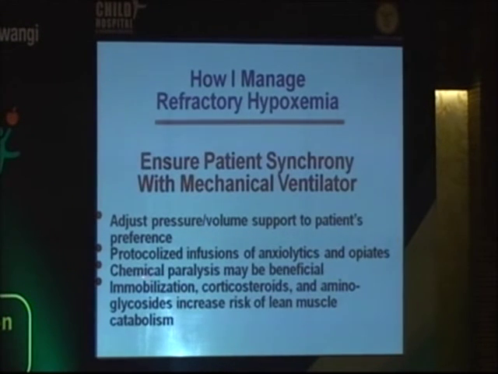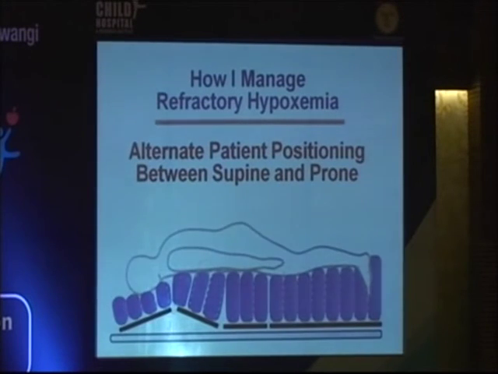But recall that immobilization of these patients, corticosteroids, and even aminoglycosides will increase catabolism in these patients who are lying still, and ultimately they will increase proteolysis of lean body muscle, including the diaphragm. So down the road, it may be more difficult to wean this patient from the ventilator.